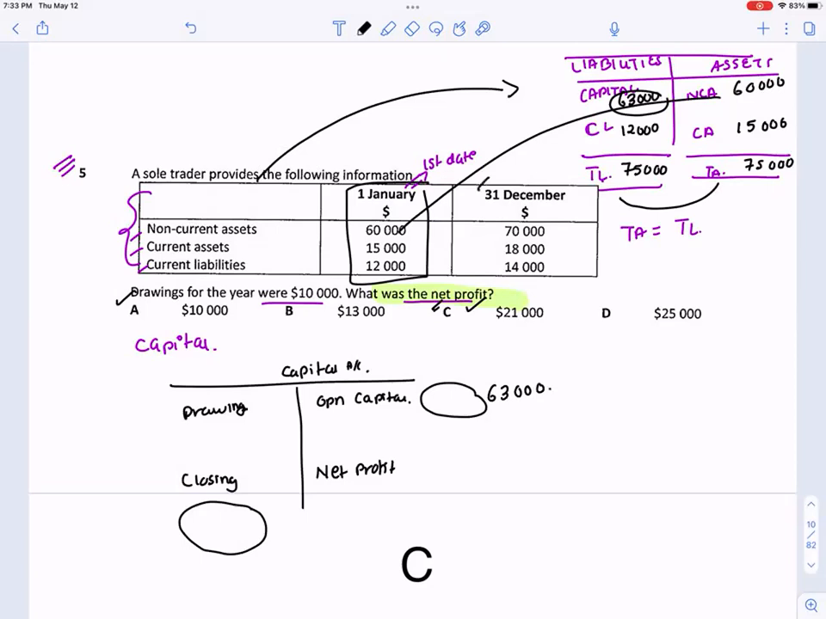Similarly, I can find out the capital on the last date. Someone find out. Solve it along with me. For net profit, there are only two methods, two ways: one is the income statement way, one is the capital account way. And capital they can give you directly or indirectly.